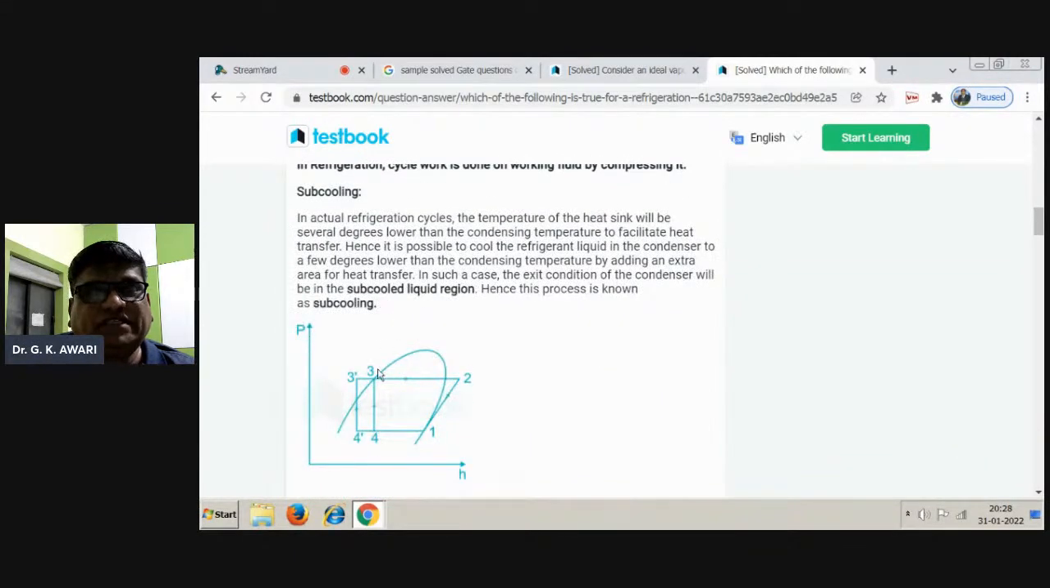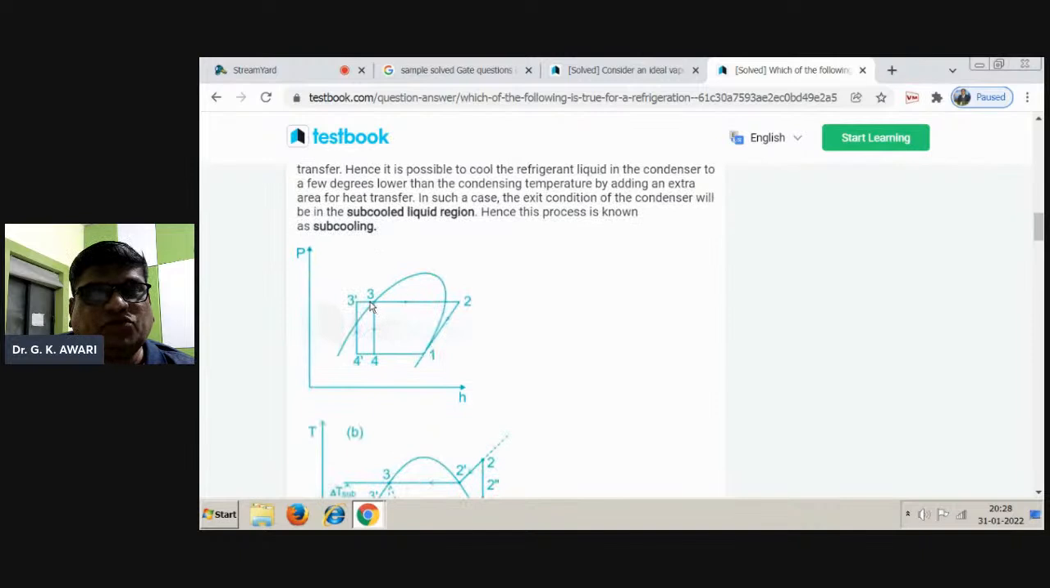The subcooling effect is also being shown, that in an actual refrigeration cycle, the temperature of the heat sink will be several degrees lower than the condensing temperature to facilitate the heat transfer. Hence, it is possible to cool the refrigerant liquid in the condenser to a few degrees lower than the condensing temperature by adding an extra heat area for the heat transfer. So, in such a case, the exit condition of the condenser will be in the subcooled liquid region. Hence, this process is known as subcooling.